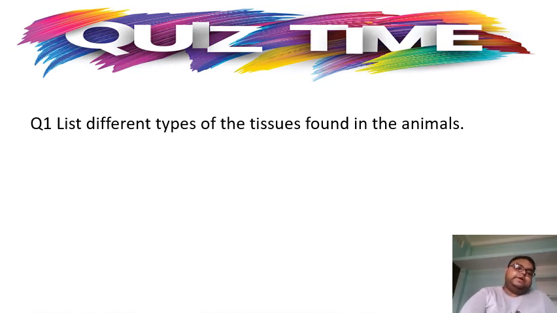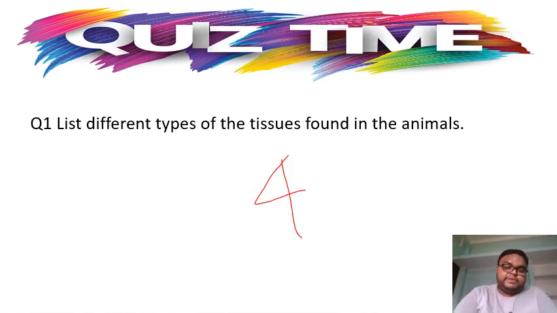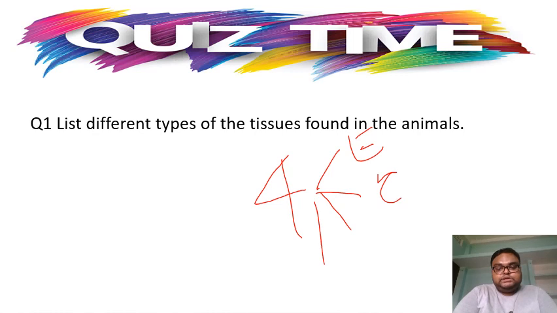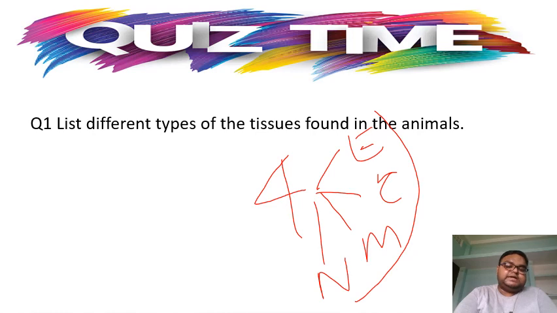Okay, so we can write the different types of animal tissues as follows. First is the epithelial tissue, and after that there is connective tissue, and after connective tissue there is what? There is nervous tissue, there is muscular tissue. So there are a total of four types of tissues in the animals: epithelial tissue, connective tissue, muscular tissue, and nervous tissue. Okay, students. So shall we proceed ahead?